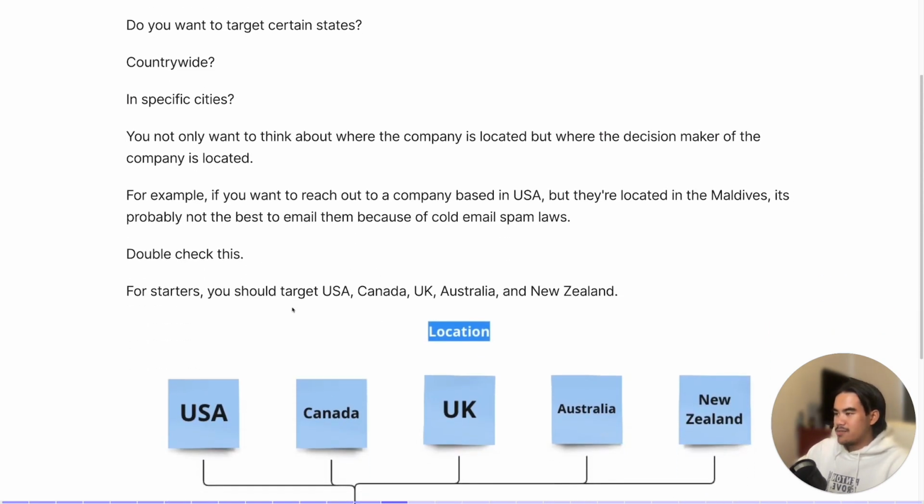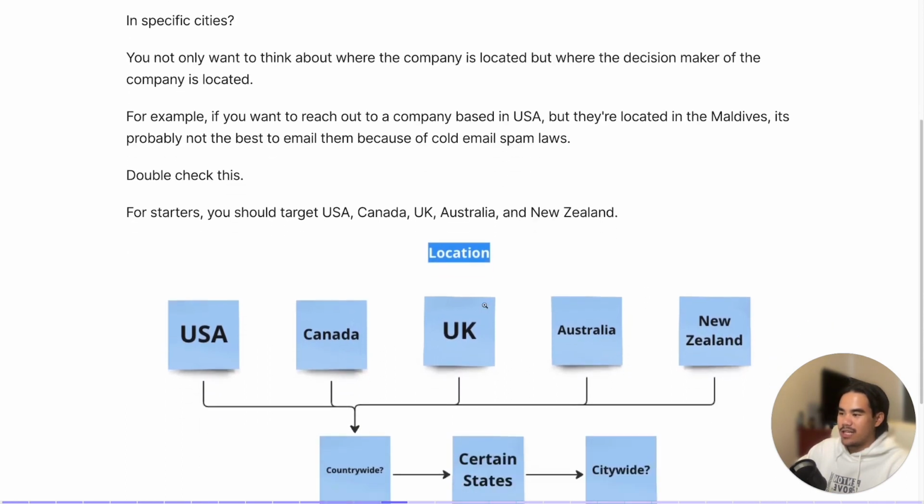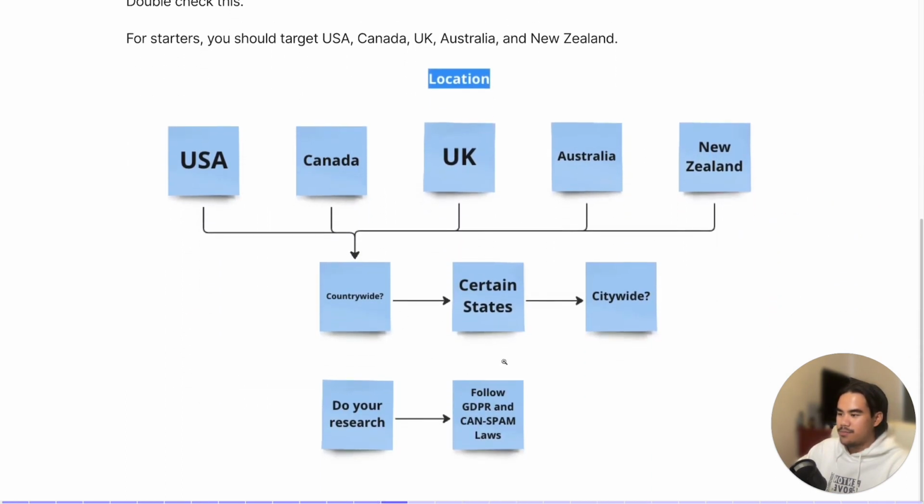For starters, you should target USA, Canada, UK, Australia, and New Zealand because they're all English speaking. Countrywide, certain states, citywide, up to you. But do your research and make sure you're following GDPR and the CAN-SPAM laws. I don't want to give you any legal advice, but just do your research.